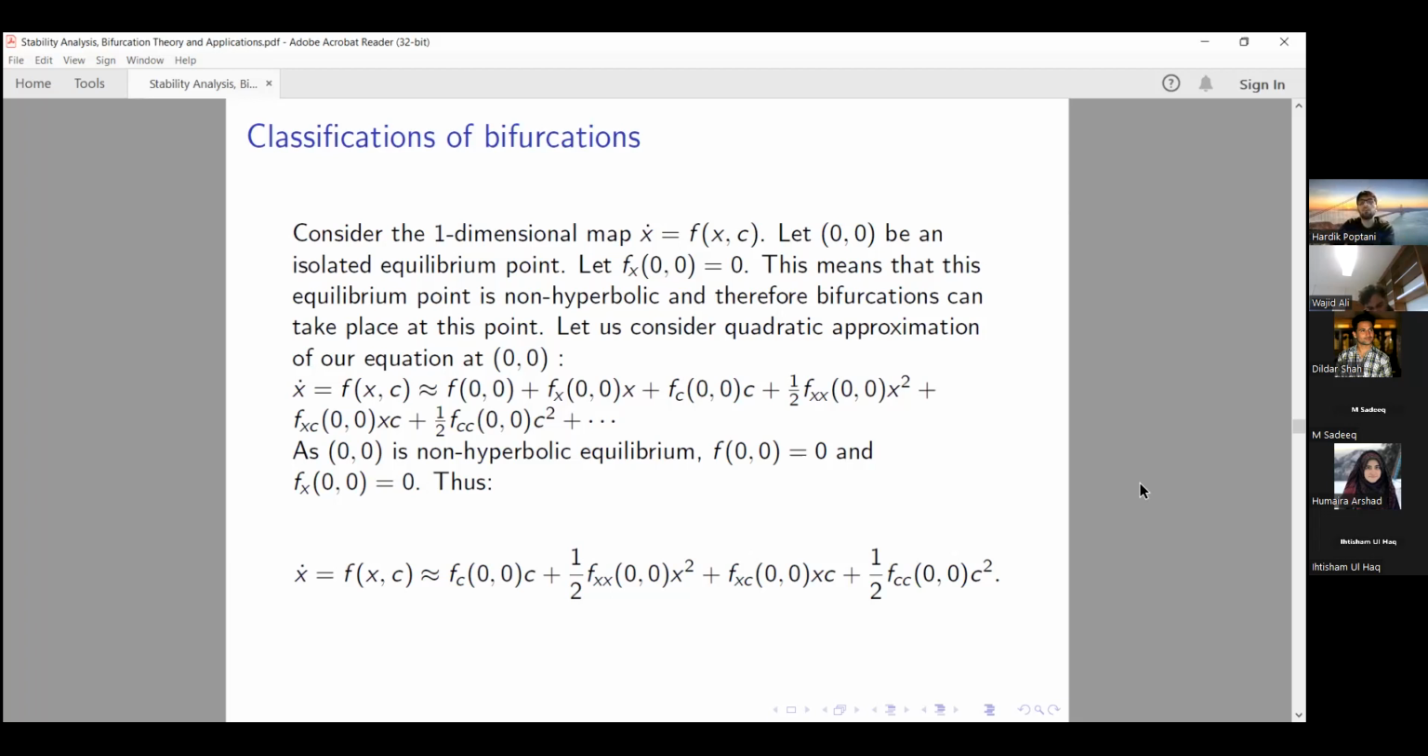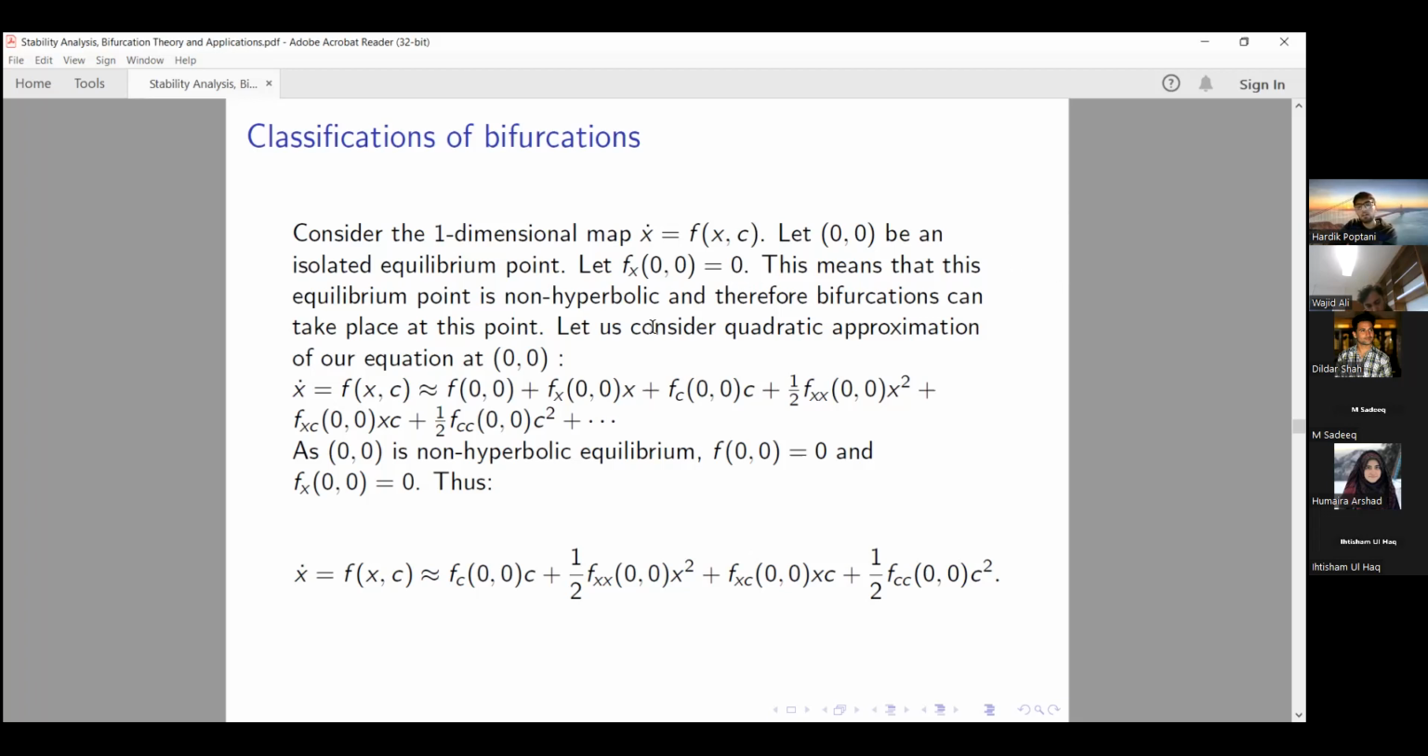So consider the one-dimensional map x dot equals f of x, c. Let 0, 0 be an isolated equilibrium point, and let the derivative of f with respect to x at the equilibrium point now be 0. So this means that this equilibrium point is non-hyperbolic, as it's equal to 0, and therefore bifurcations can take place at this point.